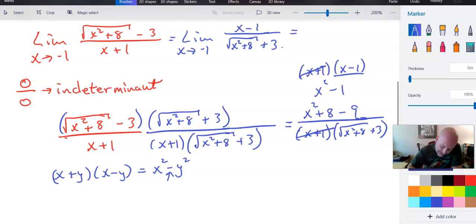So if I go ahead and compute this, if I plug in negative 1 for x in the numerator, I get negative 2. And if I plug in negative 1 in the denominator, I'm just going to do a little scratch here right underneath it, right? That makes it 1 plus 8, which is the square root of 9. So that ends up being 3 plus 3, which is 6. So my final answer is negative 1/3.